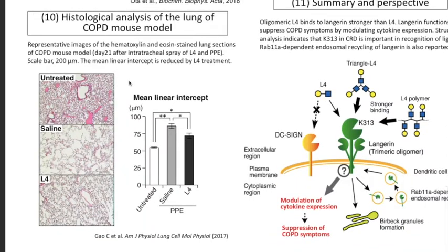We also performed histological analysis to confirm the protective functions of L4 administration in mice. HE staining of the lung demonstrated that L4 reduced the linear intercept of pulmonary alveoli.